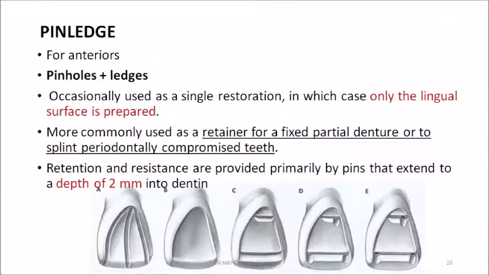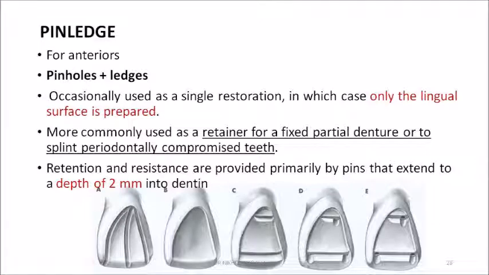So the last type of partial veneer crown is a pin ledge preparation. So this is given only for anterior tooth. So in anterior teeth, we give a combination of pinholes and ledges. That's how it got its name. So you can see from the diagram how the preparation is carried out.